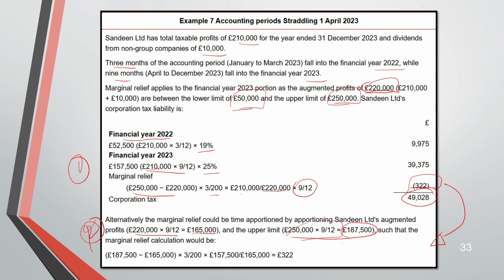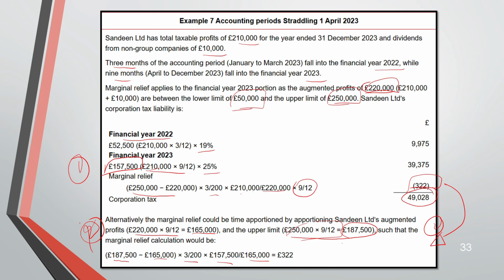Compare. You have to compare like with like. You can't just apportion one thing and keep the other thing as it is. So once you apportion, you see upper limit is 187,500, augmented is 165. It's between lower and upper. 3 divided by 200. So this is TTP. 157,500 is the TTP. How do you know? You have already calculated here. Divide by the augmented. You have apportioned everything line by line. So here, this second method, you have apportioned everything line by line: TTP, augmented profit, upper limit, lower limit, for 9 months. That's how you got it.